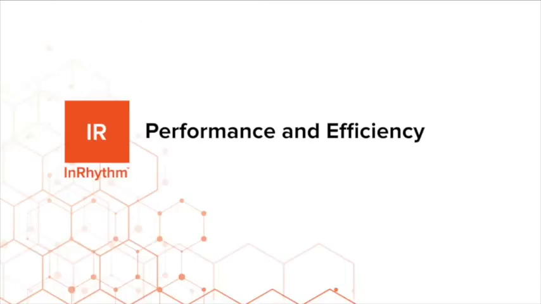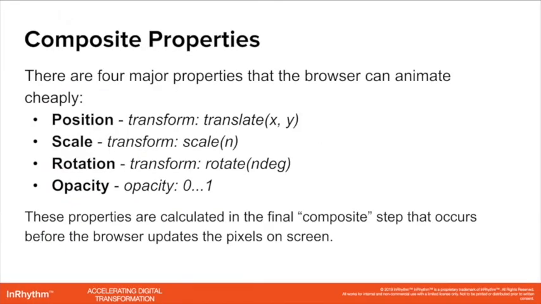All right, let's talk about performance and efficiency. Because much the same as when you're writing an algorithm, animations should always be developed with performance in mind. For CSS animations, there's 4 main properties that the browser can animate cheaply: position, scale, rotation, and opacity. And note that the first 3 all stem from the transform property.